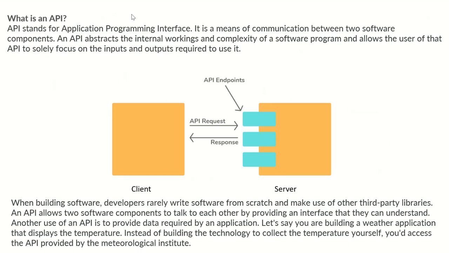So when building software, developers rarely write software from scratch and make use of other third-party libraries. An API allows two software components to talk to each other by providing an interface that they can understand. Another use of an API is to provide data required by the application. Let's say you are building a weather application that displays temperature. Instead of building the technology to collect temperature yourself, you would access the API provided by the meteorological institute.